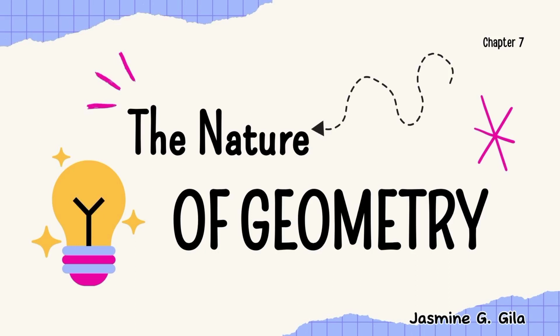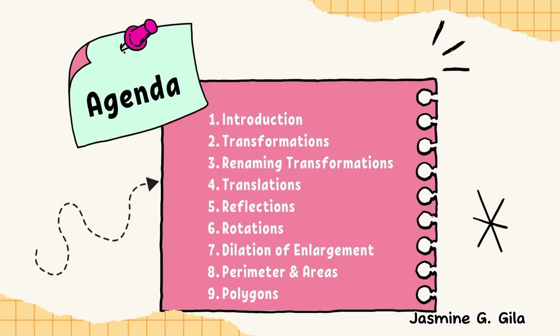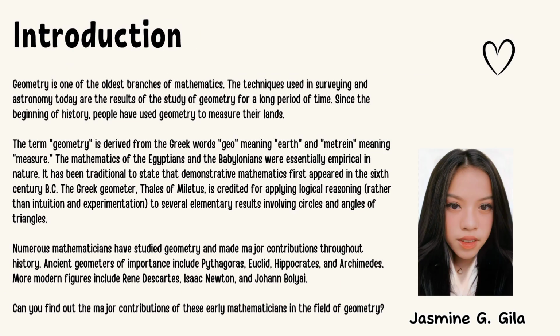Good day, everyone. So, today we will be discussing chapter 7, the nature of geometry. Before we start, under geometry, there will be an introduction and transformation, renaming transformations, translations, reflections, rotations, dilation or enlargement, perimeter and areas, and last is polygons. So, before we start, let's have a quick introduction about geometry.